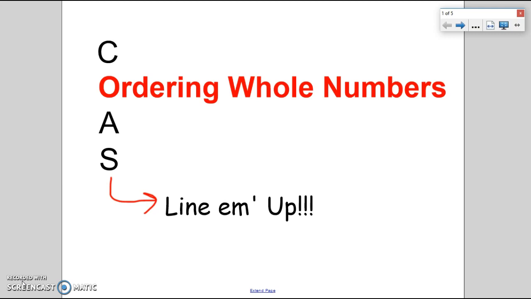We're going to work on COAS today. Today we're going to focus on a little bit higher level ordering of whole numbers. And so far, up to now, we have only ordered 3 whole numbers. We are going to be working on 4 today.